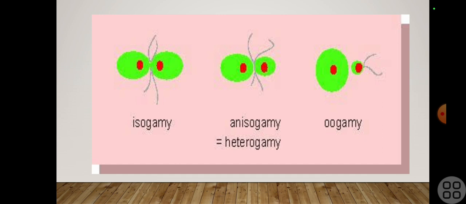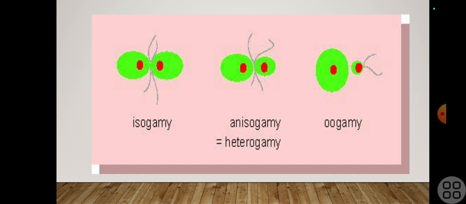In anisogamy, the female gamete is larger in size while the male gamete is smaller in size. Here we are using the terms male and female gamete because both are dissimilar. So the female is larger in size, the male is smaller in size, and they may be motile or non-motile. Anisogamy is also known as heterogamy.